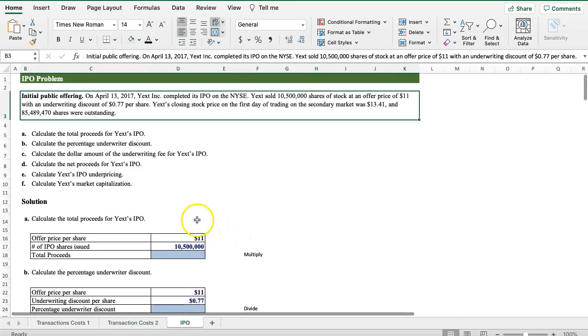Now, the IPO, this is the third problem here. We're talking about the initial public offering, and it's saying that this company, Yext, so like Next with a Y, sold 10,500,000 shares of stock at an offer price of $11 with an underwriting discount of 77 cents per share, and the closing price of the first day was $13.41, and 85 million shares were outstanding.